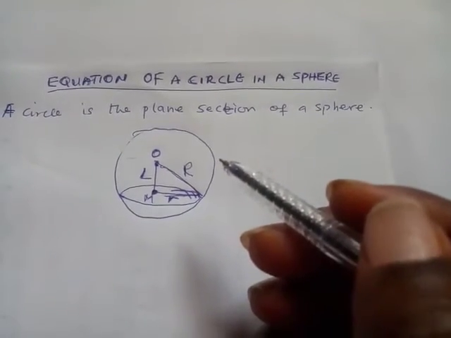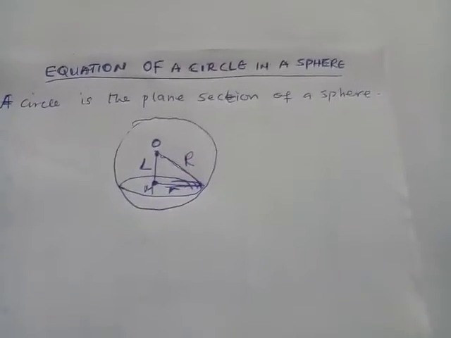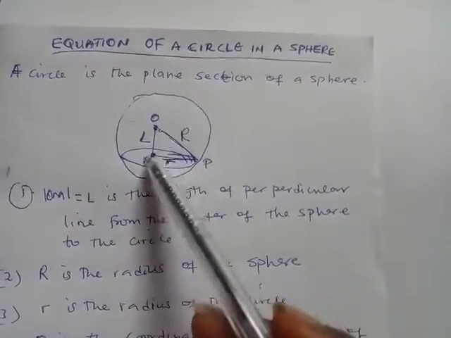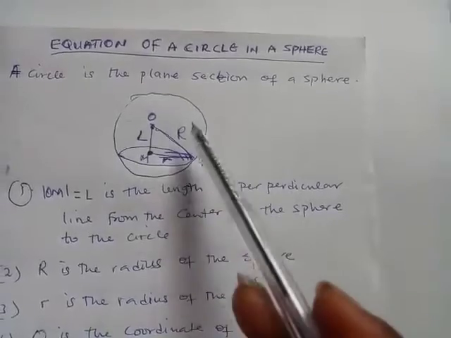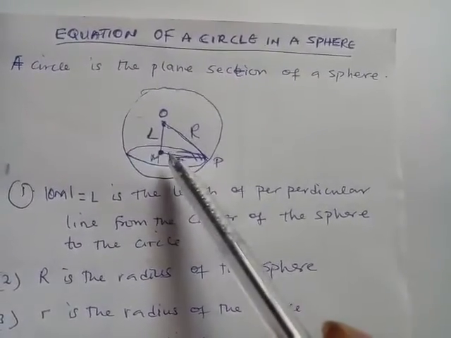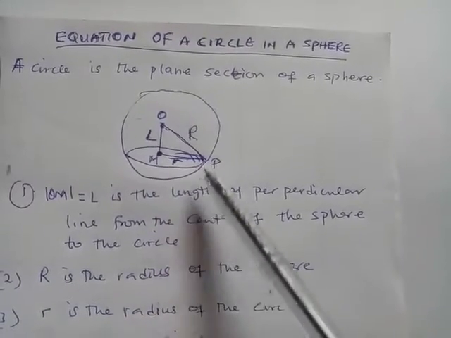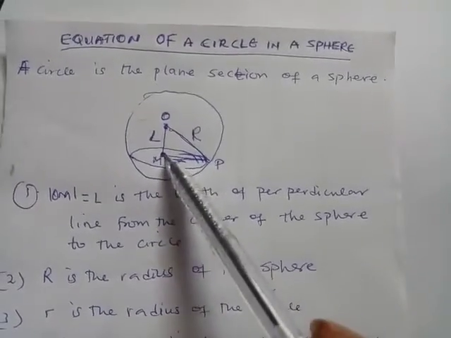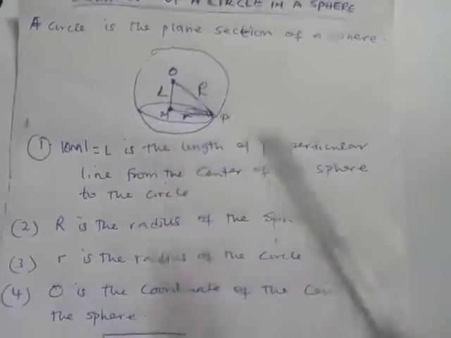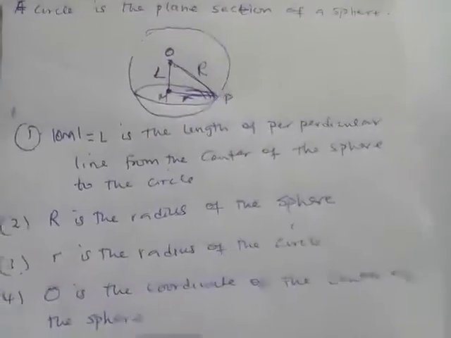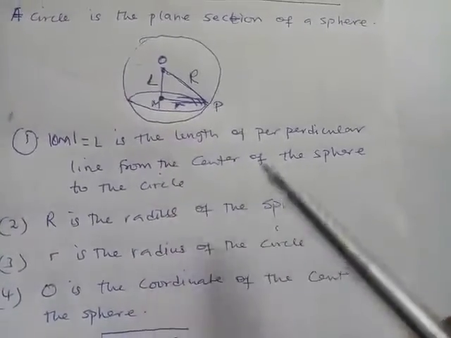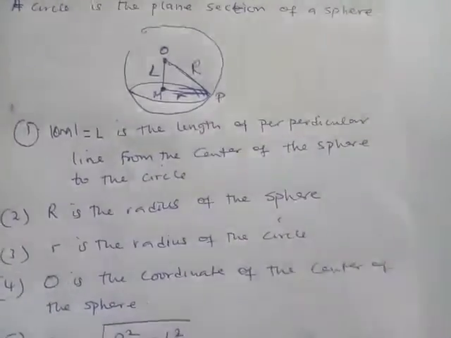Now, we have the following from this diagram. This is the first one. This OM, which is L, is the length of the perpendicular line from the center of the sphere to the circle, as we can see from here. So this is the center of the circle. Big R is the radius of the sphere, and the third one, that small r, is the radius of the circle.